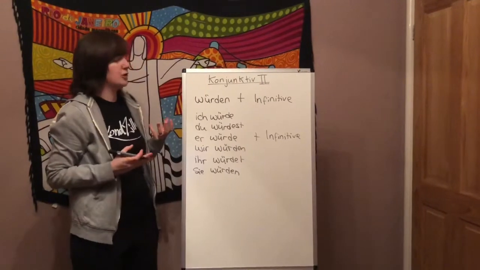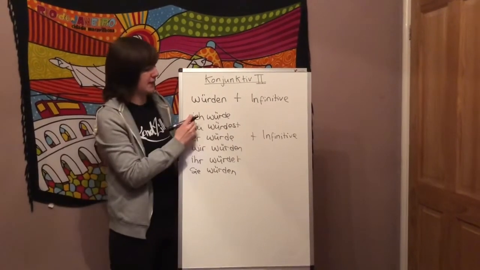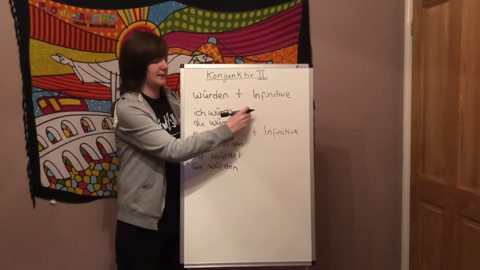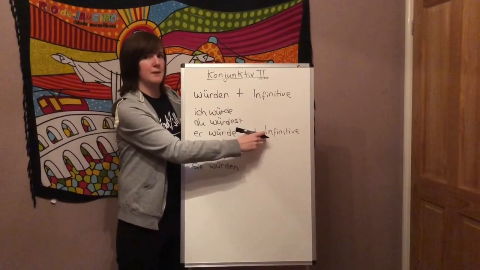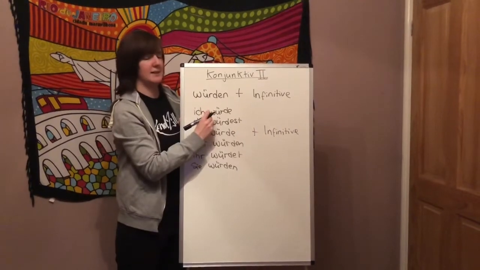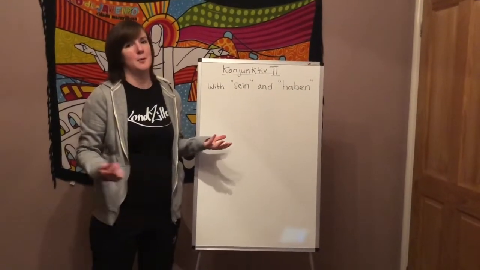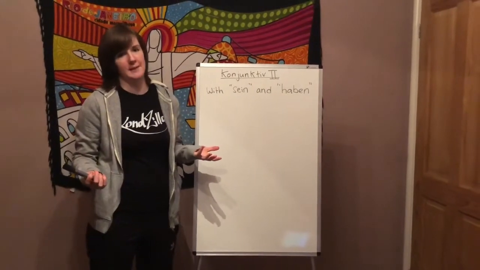So it follows the normal word order pattern. You've got the subject, you've got the first verb in the sentence, you have the time, manner, then the place, and the infinitive at the very end. Remember, the würden is conjugated, the infinitive isn't. So, of course, just as German is always unnecessarily complicated, there are complications.